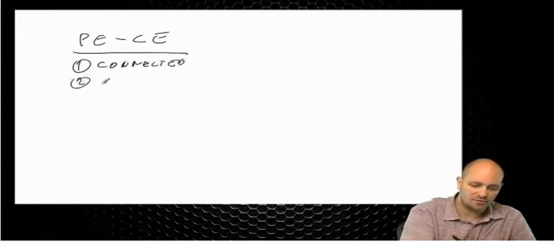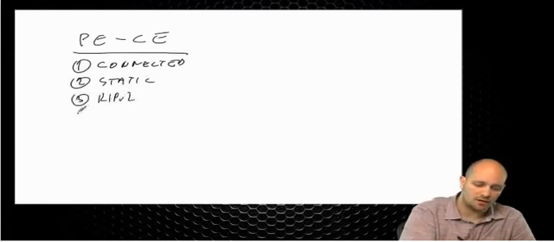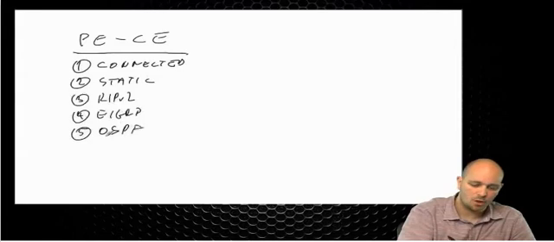You can use static routes. You can run RIP. You can run EIGRP. And you can run OSPF. Or you can run eBGP.